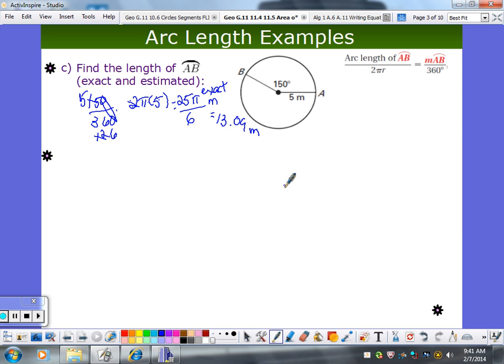No, it's not negative. I don't see any negatives. It couldn't be negative. It's a length. It's not going to be negative. If we're getting negative, there's a mistake.